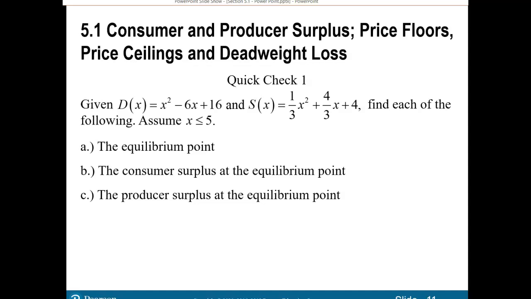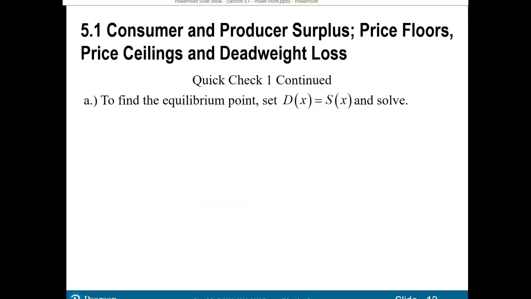All right, so we have a demand and a supply function given. Find each of the following, assuming x is less than or equal to 5. So we need the equilibrium point, consumer surplus, and producer surplus at that point. Okay, so again, the equilibrium point is found by setting the two functions equal.